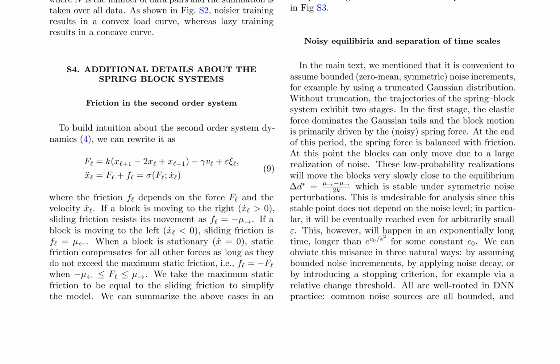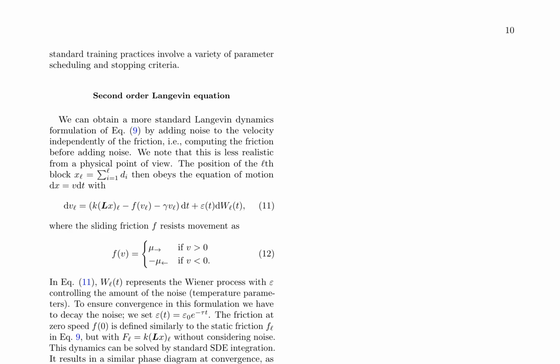The authors discuss the noisy equilibria and separation of timescales in the spring block system. Without truncation, the trajectories exhibit two stages: an initial stage dominated by the elastic force and a later stage where the spring force is balanced with friction. To avoid this, the authors propose three methods: assuming bounded noise increments, applying noise decay, or introducing a stopping criterion.